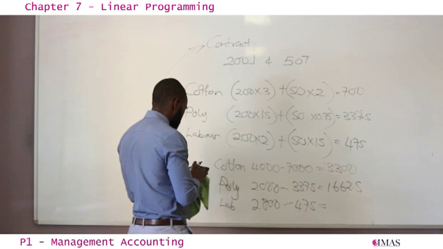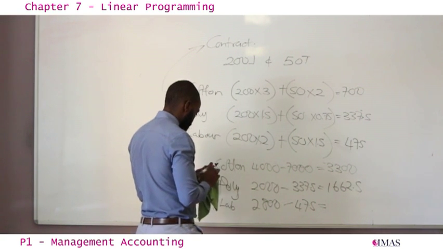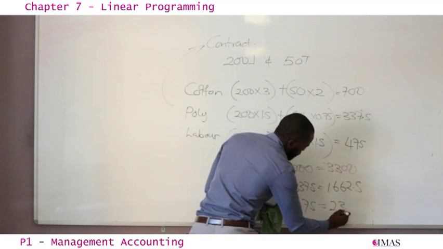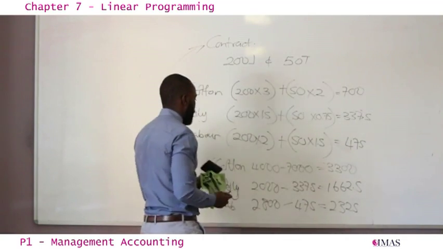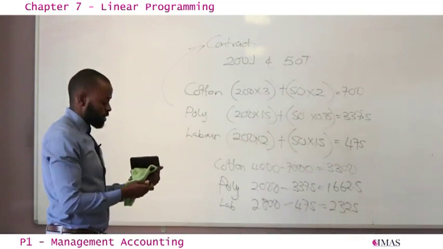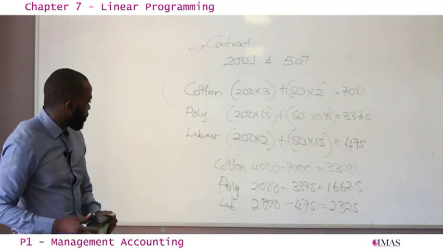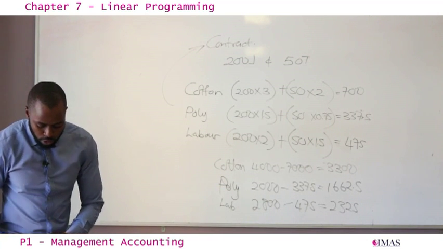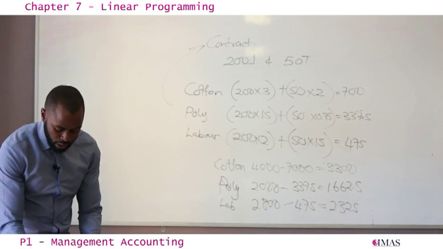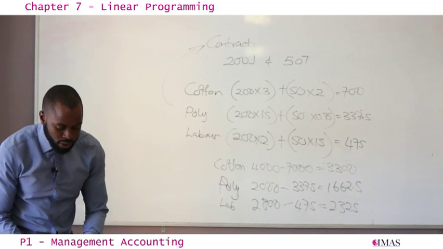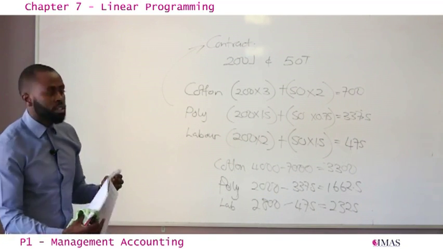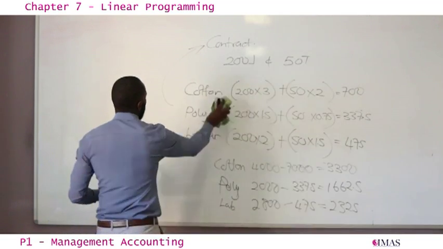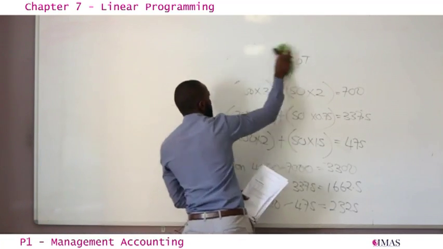2,800 minus 475 is 2325. So now these are the resources that the company has to use, because first we're saying they have to honor the contract. So they have to honor the contract, so these are now the resources that are remaining. Now from the resources that are remaining, we have to construct our inequalities.